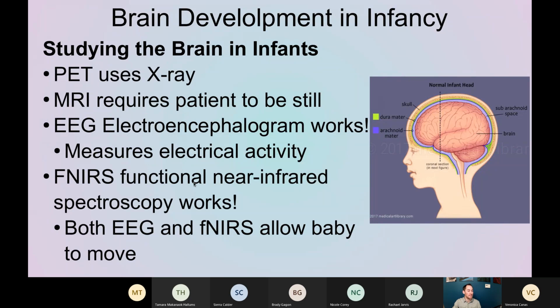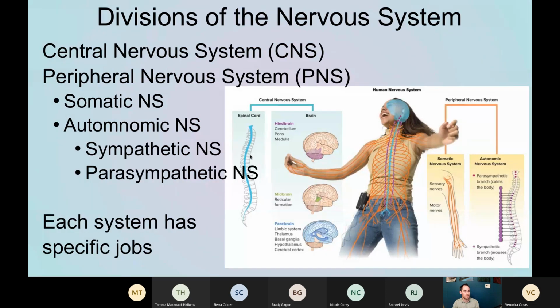fNIRS is basically using near infrared light in the same way as the X-ray, so it's less damaging to the neurons. It works pretty well. You can use both EEG and fNIRS when a baby is moving. So put a little cap on them and sense what the brain is doing while the infant is playing with blocks or something. So they're really good ways to look at the nervous system.